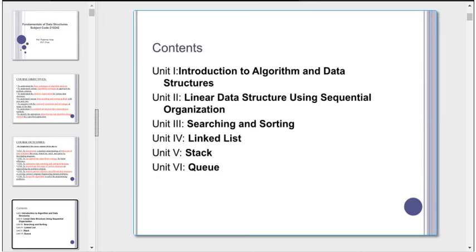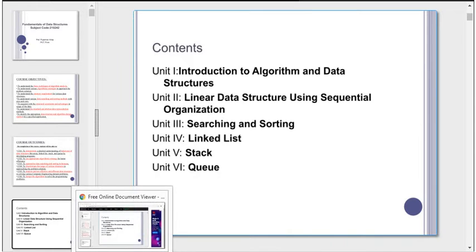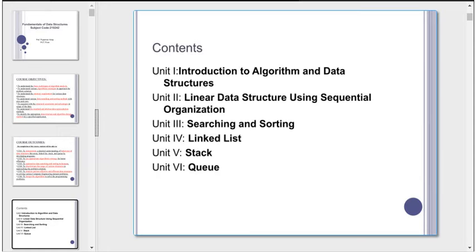The fifth unit is based on the data structure called the stack, that is, last in first out. Along with this data structure, we will see all the operations and also the different applications where we will use this particular data structure. The sixth unit is queue. In the queue again we will see how we implement this data structure. We will see the performance analysis of each operation along with the applications where we can use the queue.